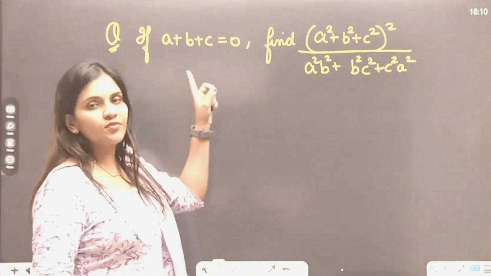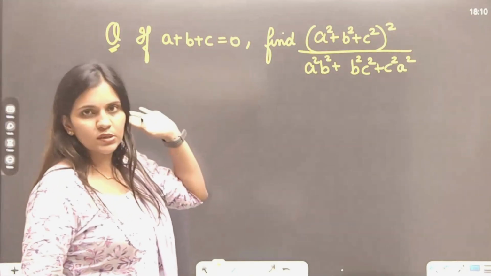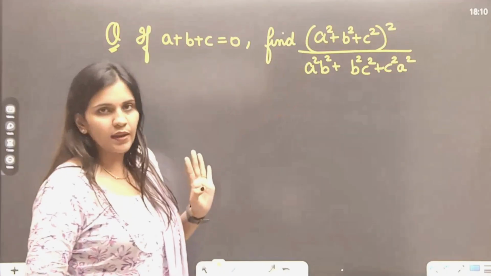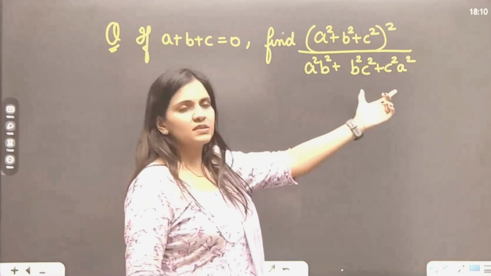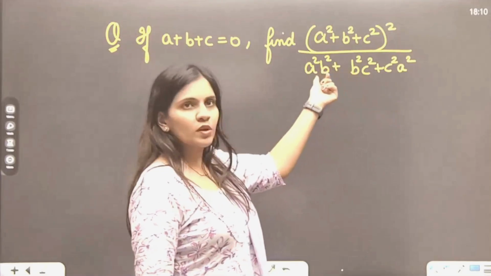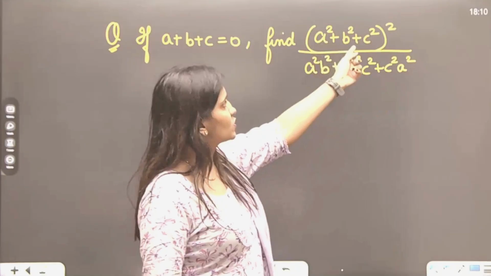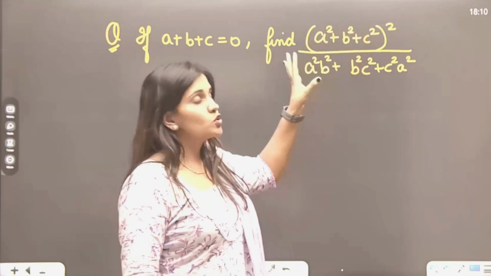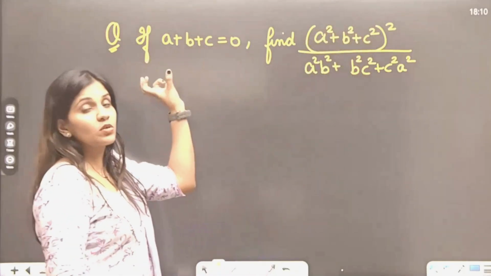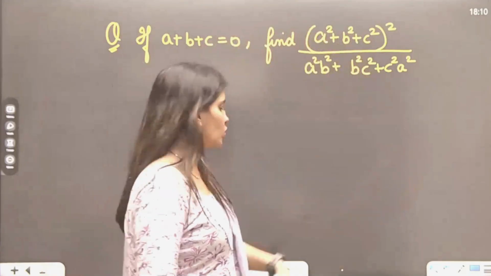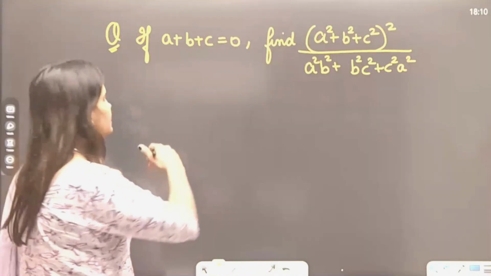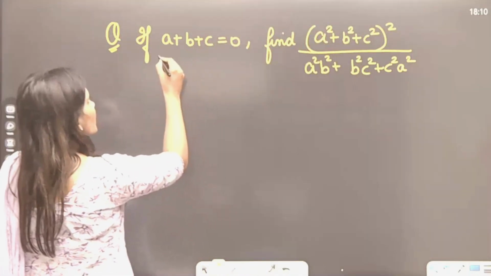In this question, if a + b + c = 0 is given, you have to find this value. You can clearly see that you are given a²b² + b²c² + c²a², and here is (a² + b² + c²)². So obviously you have to convert this particular term into this format, and only then will we be able to get the answer. So I will square this both sides.